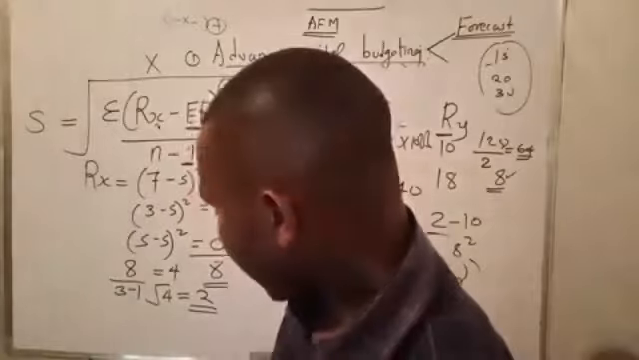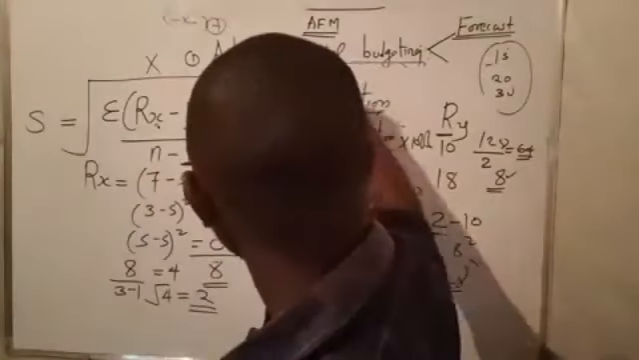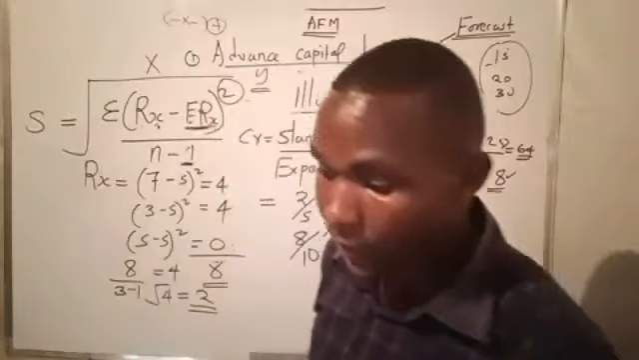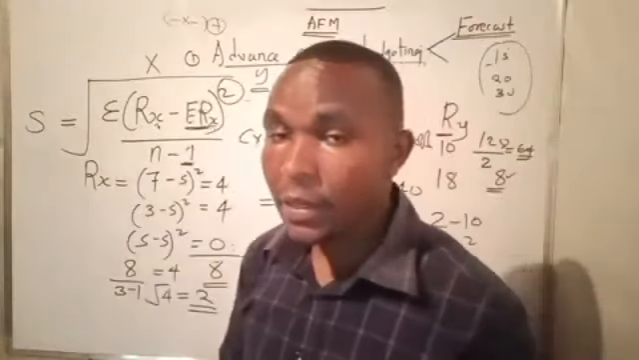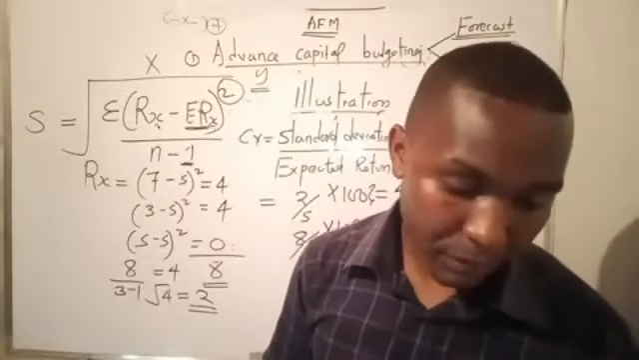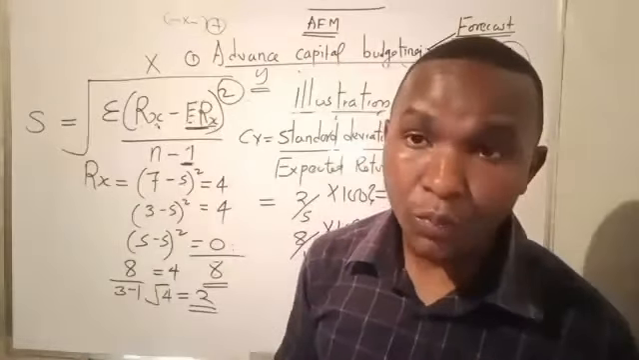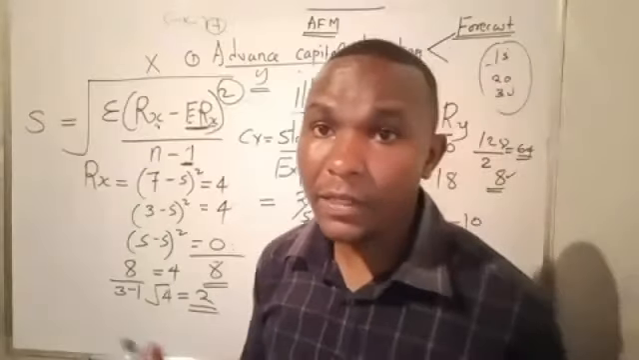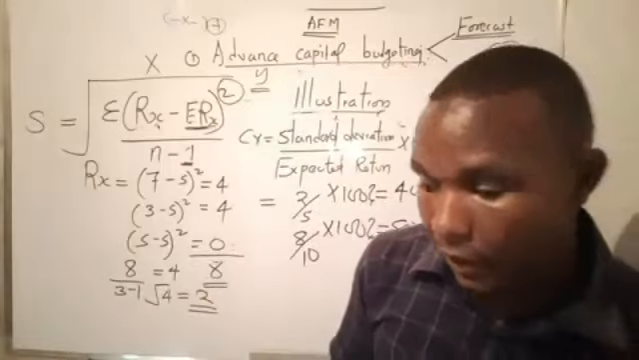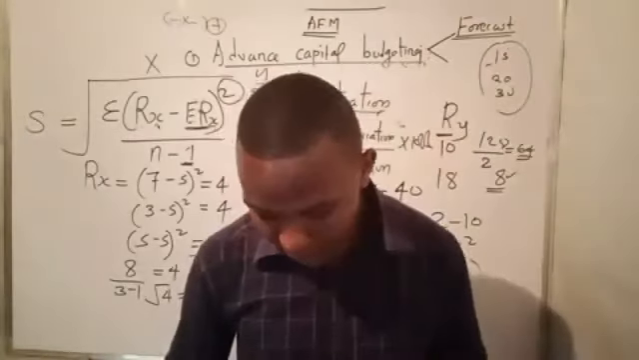So that's the first part of advanced level: the environment under uncertainty and under certainty. In one, the probabilities have been given; in the other, there are no probabilities. So that's how we compute.